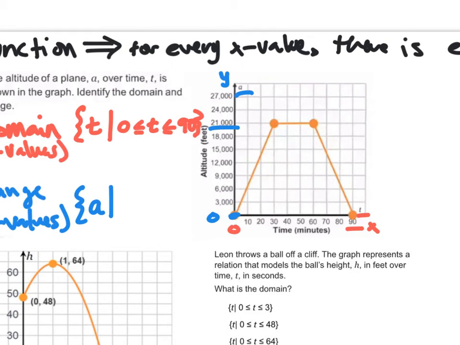So you're saying, okay, where do I have y values? Where did we start? Where did we end? How far do we go up? So I'm going to say this. We start at 0 is less than or equal to a is less than or equal to 21,000. If you can read that. This takes a little bit of practice, but you're going to be asked this question quite a bit.